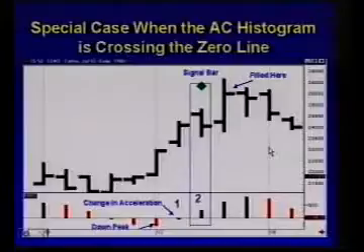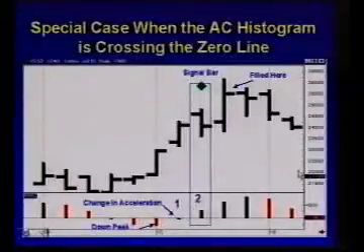Again, don't forget the gator's not here. In this scenario, of course, that would be a valid signal, seeing that the price is rising so dramatically. But we'll never take a signal against the gator.